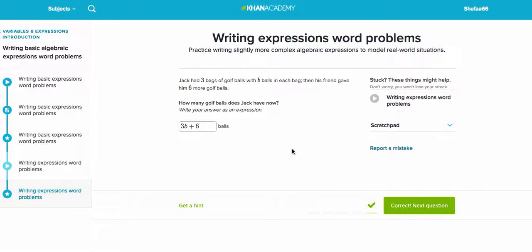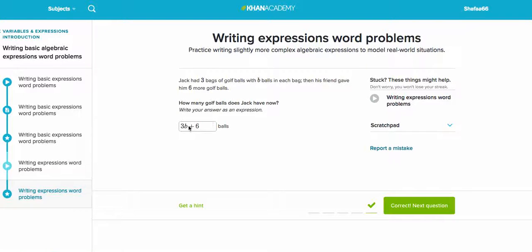The problem we have today is: Jack had three bags of golf balls with B balls in each bag. Then his friend Laura gave him six more golf balls. How many golf balls does Jack have now?